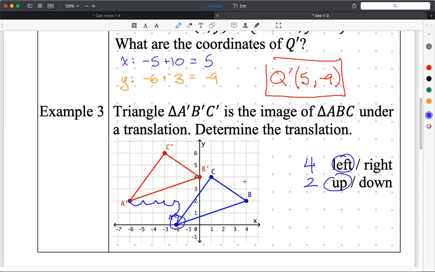And that works for B to B prime. That works for C to C prime. You can check them all. Like B also goes 1, 2 up, and then 1, 2, 3, 4 left. You could have chosen any point to start out, and they should all be the same. And if they're not, I've made a mistake, or Khan Academy has made a mistake. And it's also another way to verify translations once we get to that lesson.